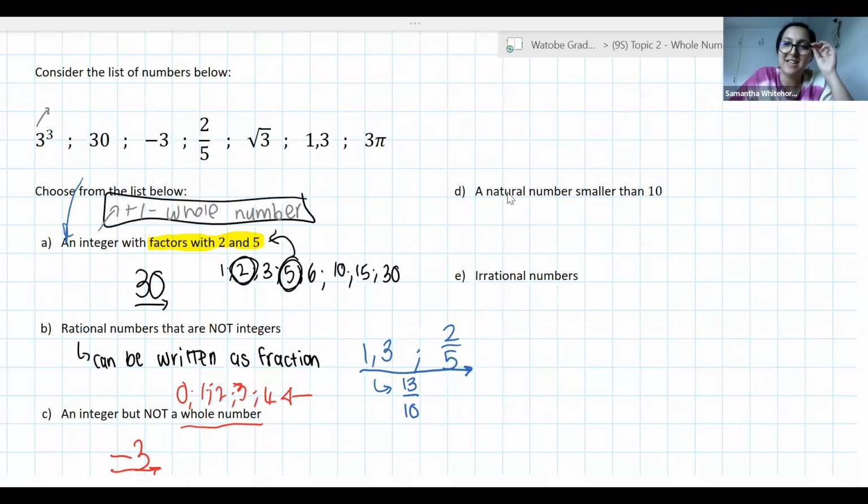Good, well done. Right, guys, let's have a look at D. So I want you to listen carefully. I want you to think carefully. D is asking for a natural number smaller than 10. Now, Tato has already told us what a natural number is. So hopefully we were all listening. A natural number smaller than 10. So take a second, have a think. I already see some hands, which is awesome, and I'm going to give everyone a chance to think about it.